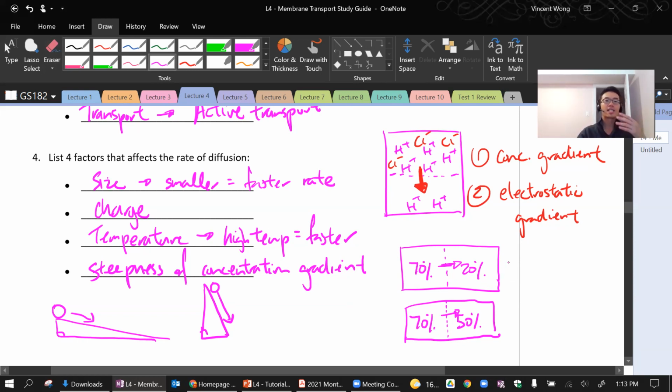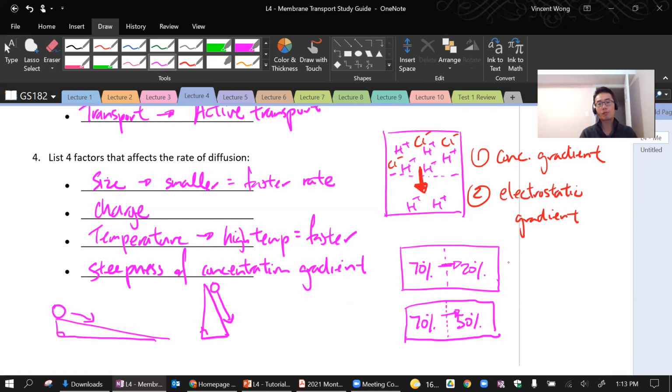Okay, so the steepness is basically referring to how much of a difference are we talking about between 2 points? Is it a big difference or is it a small difference? The bigger the difference, the faster the initial rate of diffusion will occur. Okay, eventually it will all be the same. Okay, but you know, initially one will be faster than the other. Are we okay?